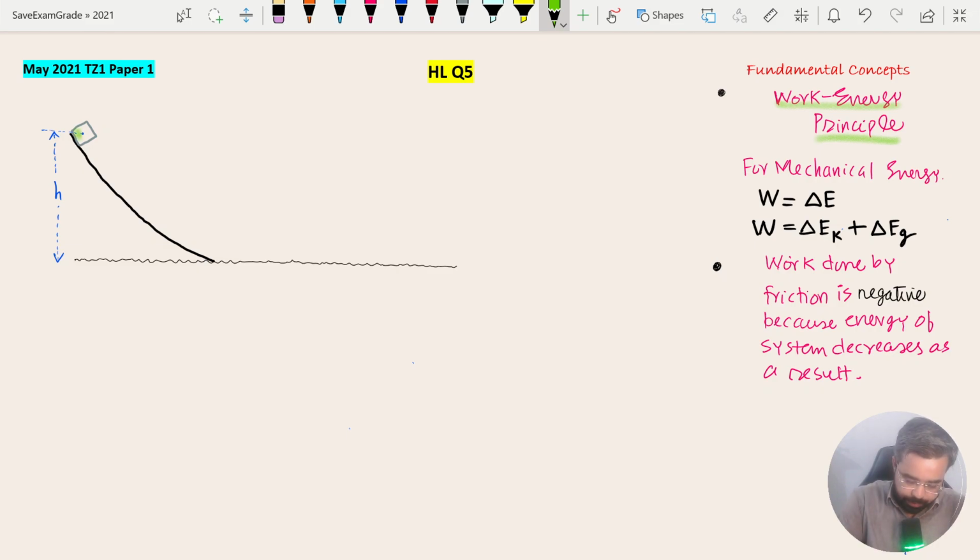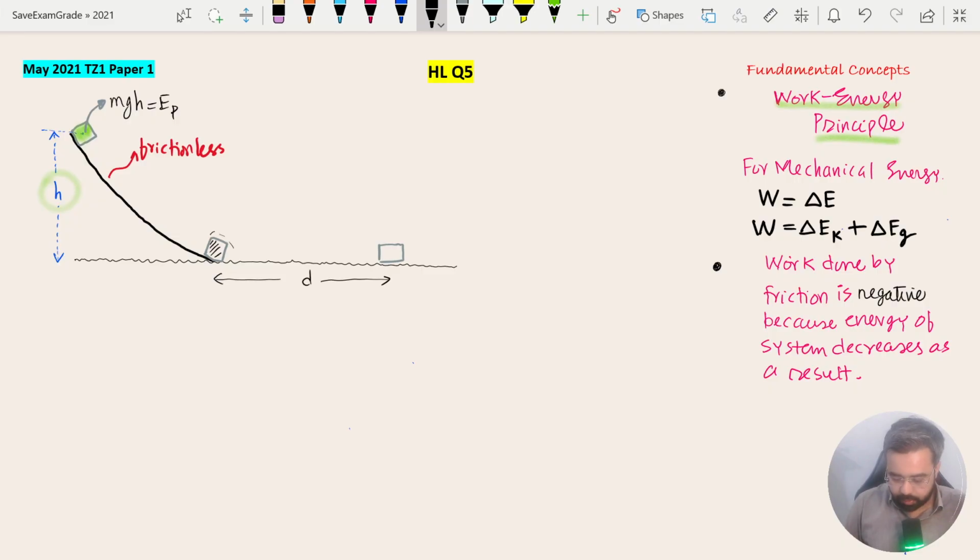A block of mass m is released from the height h on the smooth ramp, which is frictionless. So all the energy that this block has at this point, mgh, potential energy at the start, will convert into the kinetic energy at the bottom, and at this point it will have the maximum velocity. It will stop after a certain distance over this frictional surface, and this distance is d. So in this question you have to find out the coefficient of dynamic friction.